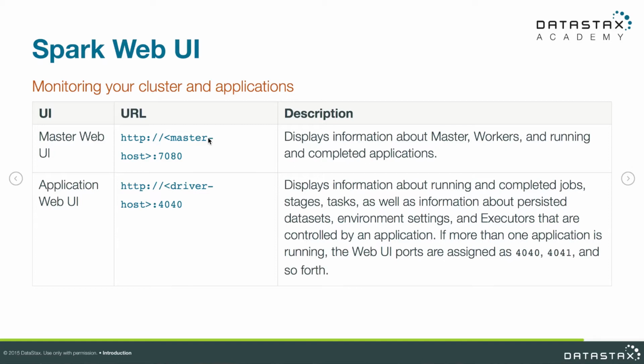Now, you may have more than one application running, of course, in a given environment, and so as you can see, the port number, which defaults to 4040 for the first application web UI, just keeps increasing by 1 as multiple applications run on that same host. You go to 4041, 4042, and so forth.